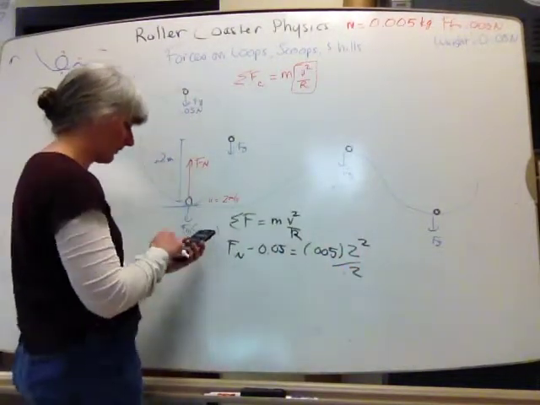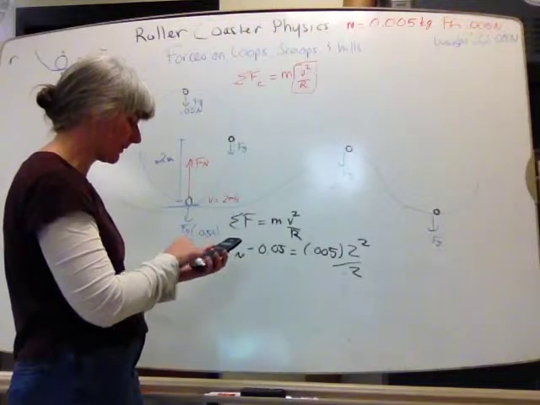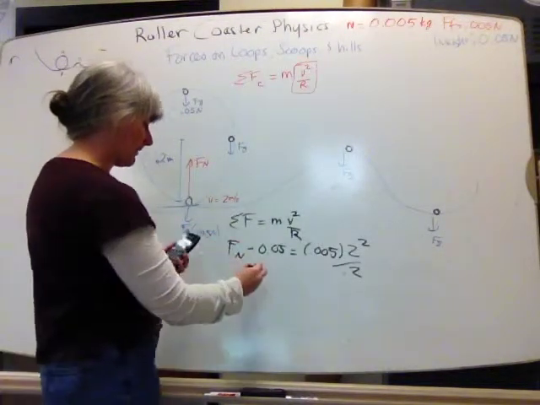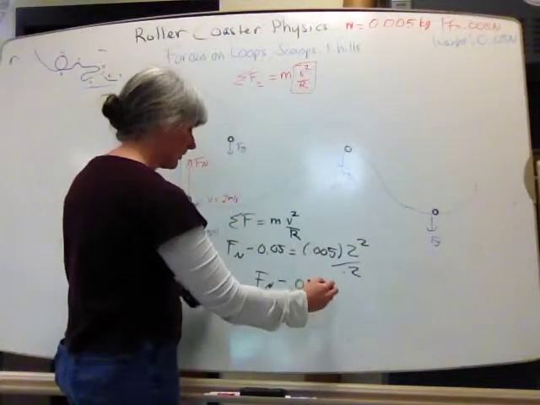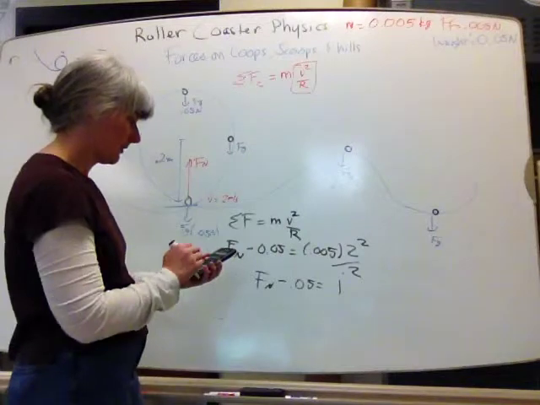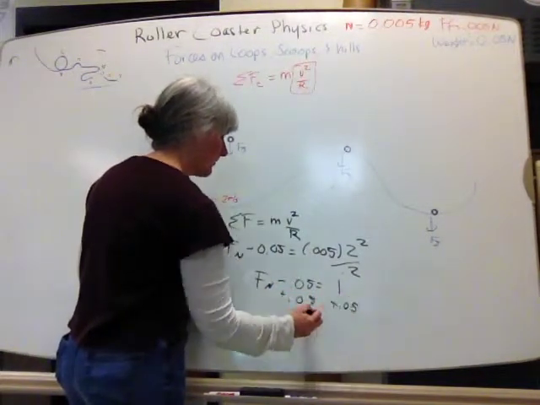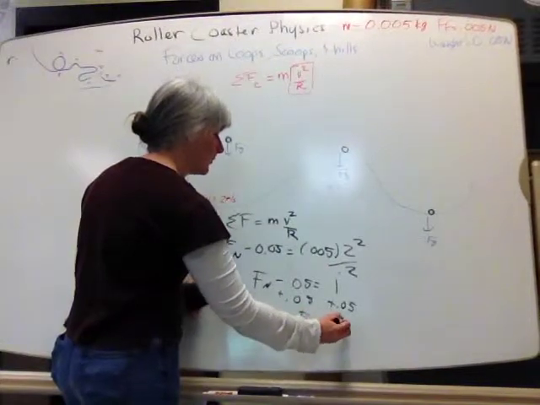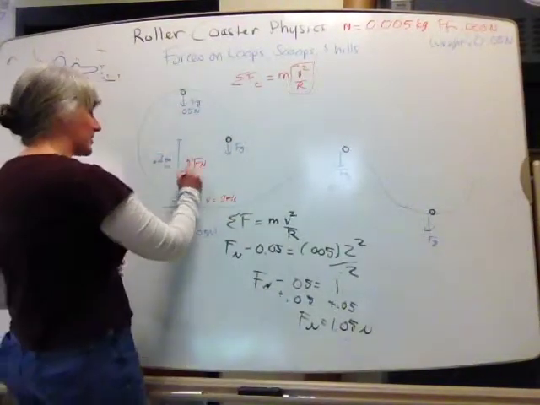radius, 0.2 meters. So if I do the math on this, 0.005 times 2 divided by 0.2, I get normal force minus 0.05 equals 0.1. Add 0.05 to both sides, and my normal force is going to be 1.05 newtons. That's a pretty big normal force. In fact, it's pretty huge.